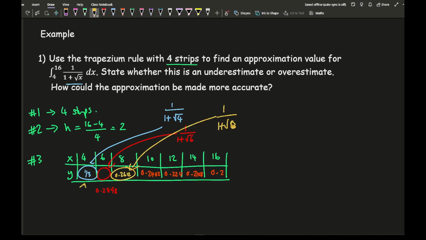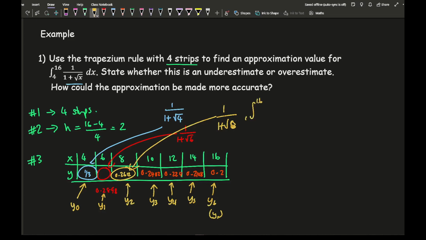Now the next thing I need to do is label these points. So this blue value 1/3 is y0, this value here is y1, this is y2, this is y3, that is y4, that is y5, and finally this is y6. So y6 is my equivalent to yn. Then from this, what I want to do is substitute these numbers into the formula. So I'm going to write this correctly.